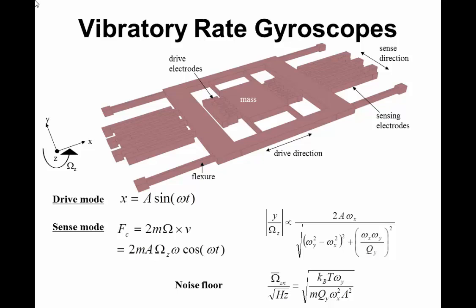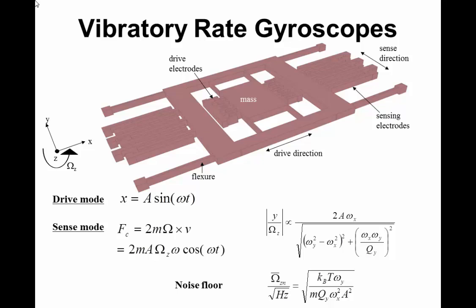And in a mode matched configuration, in this sort of case, you have a transfer function that is two times the drive amplitude multiplied by the quality factor in the sense mode divided by the resonant frequency. Essentially this is just one single resonant frequency now because it's mode matched. And it turns out that if you look at the thermomechanical noise floor as well, improving the sensitivity, of course, would mean improving the quality factor, and that of course means you also lower the noise floor.